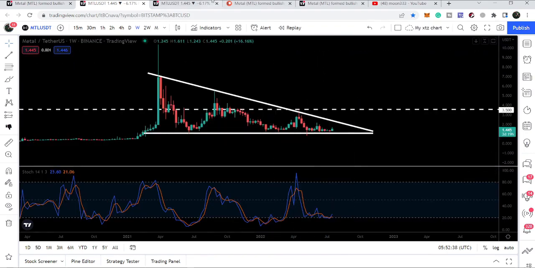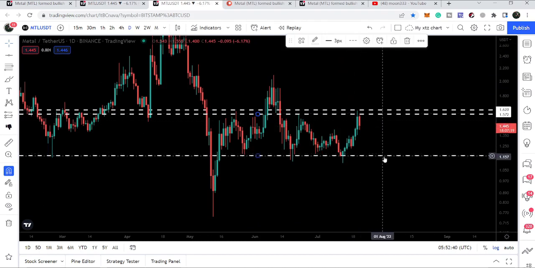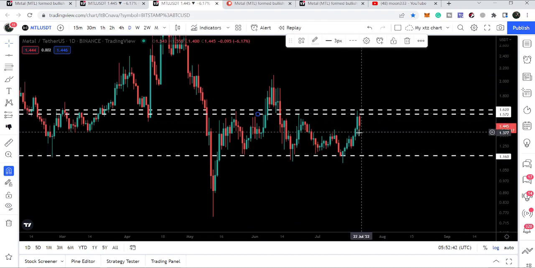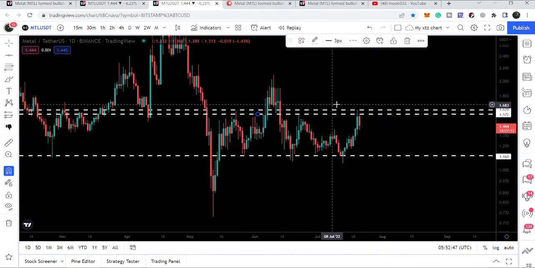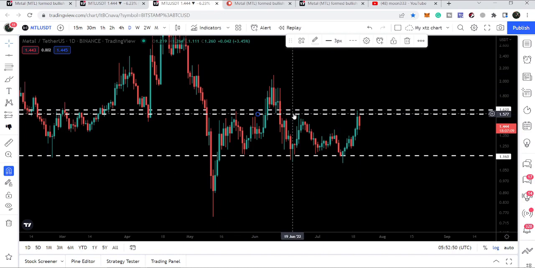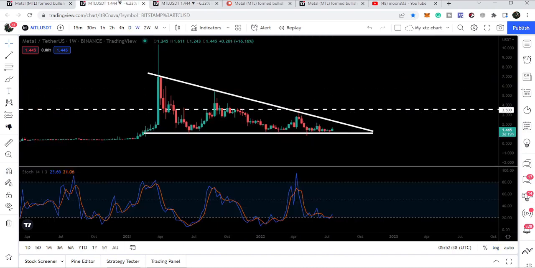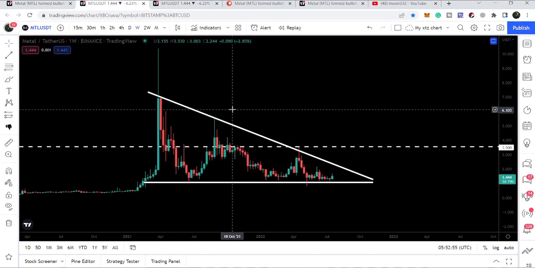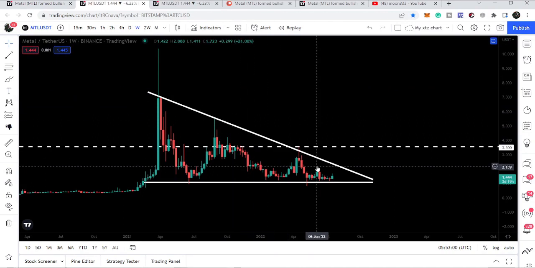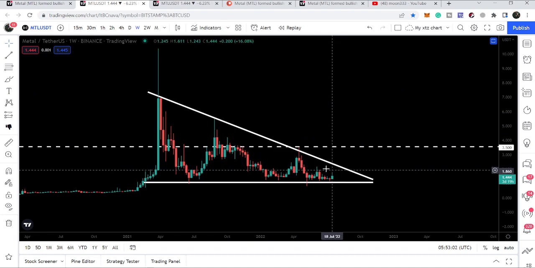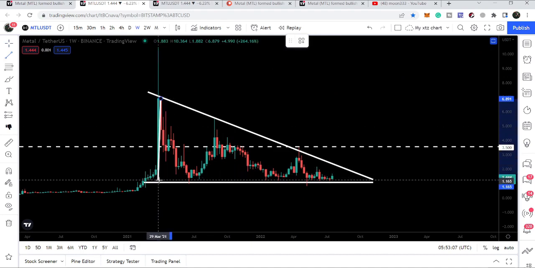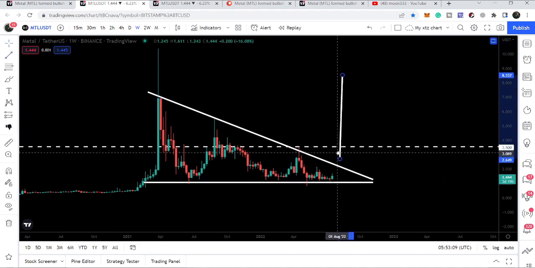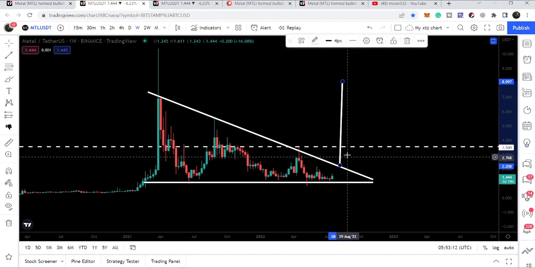Therefore, I'm expecting that we will not test the support of $1.16, and we can break out this resistance of this head and shoulder pattern as well. That is the right shoulder, very strong resistance on the daily time frame chart. And for example, if we will break out the right shoulder of the head and shoulder pattern, in case of that situation, we can also break out this triangle as well. And after breaking out this triangle, our target can be here. That will be approximately at $8.09.